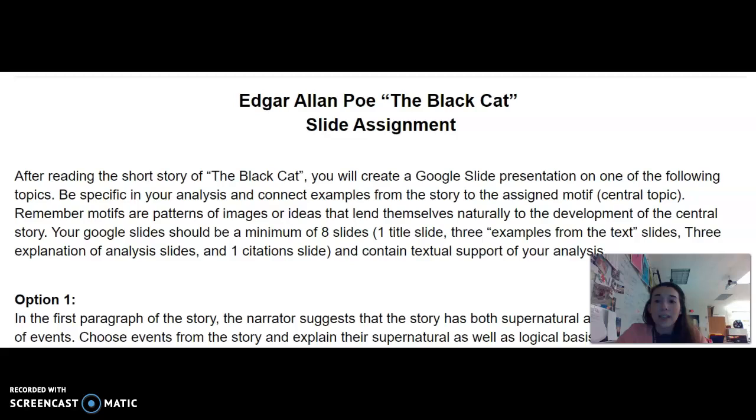As far as citations go, you will at least have a citation for the story The Black Cat, on top of whatever other citations you might need. Some of the options require research, so you would need additional citations for that.